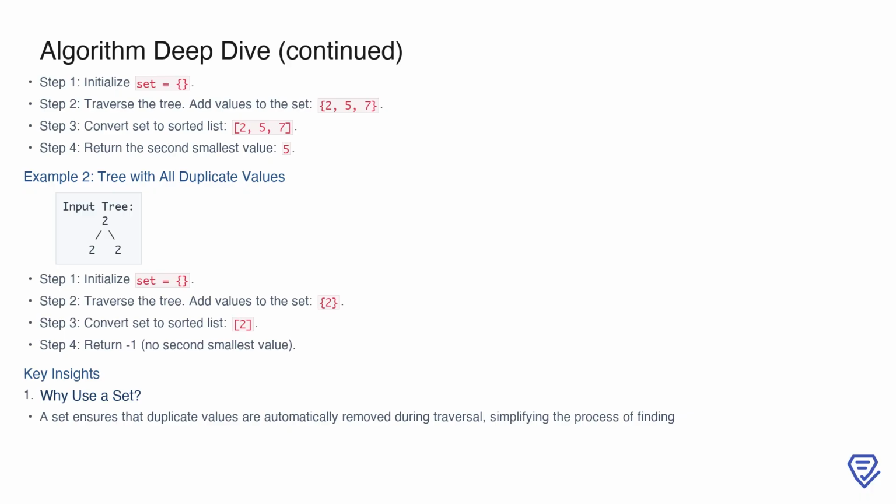Consider a binary tree where the root value is 2, and its left child is also 2, while the right child is 5. The right child, in turn, has children with values 5 and 7. We first initialize an empty set.